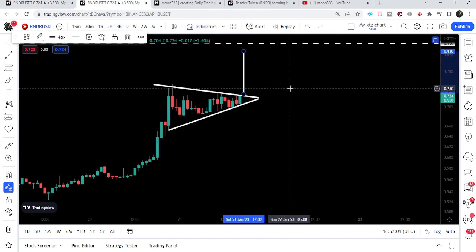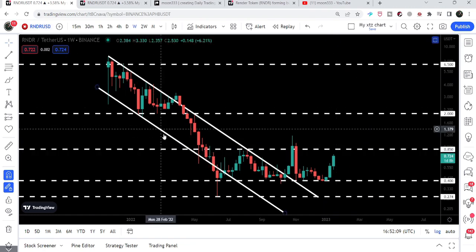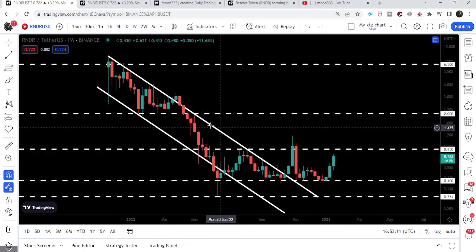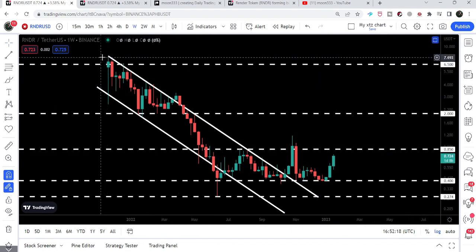And after breaking out of this triangle, there will be a very high probability that we may also try to break this resistance of 85 cents. And the final target for this breakout from this down channel is here, approximately $6.50 to $7. That is the top of the channel.